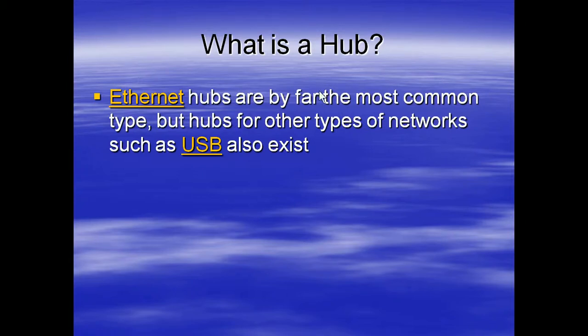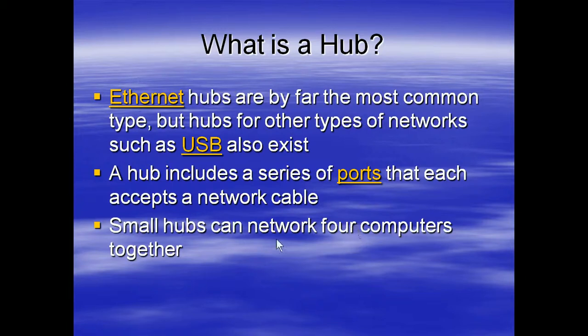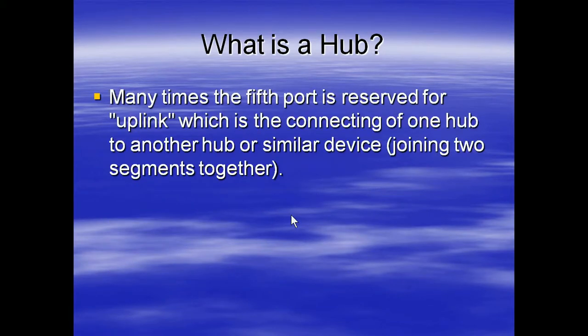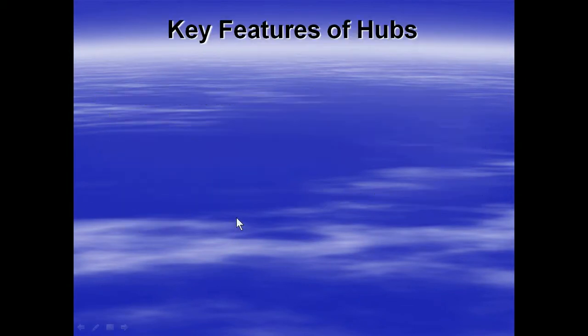Ethernet hubs are by far the most common types, but hubs for other types of networks such as USB also exist. So a hub has a series of ports that each accepts a network cable, and small hubs can network 4 computers together. They contain 4 or sometimes 5 ports. Many times the 5th port is reserved for uplinking, that is the combining of 2 or more network devices or networks. There are larger hubs also available.